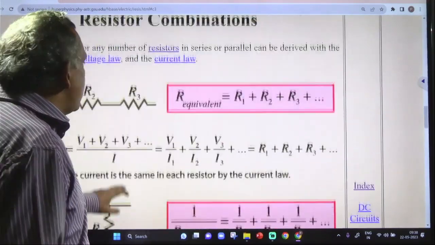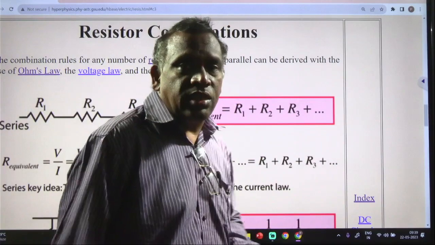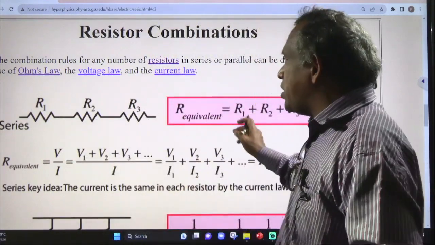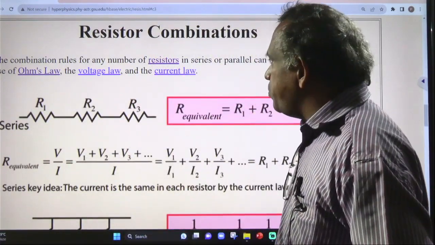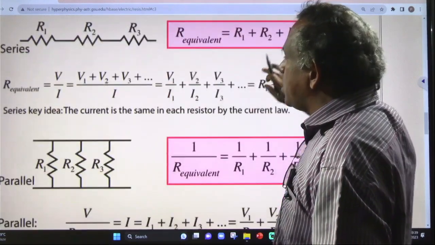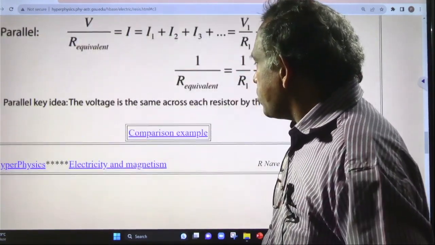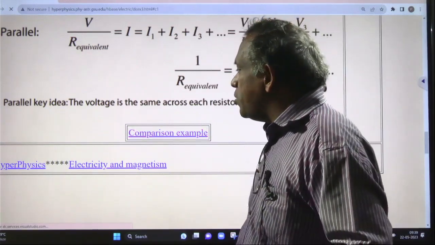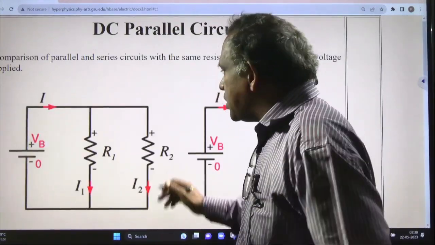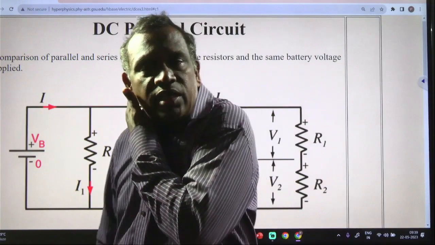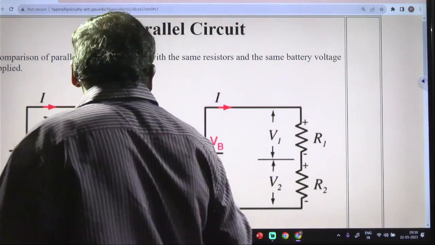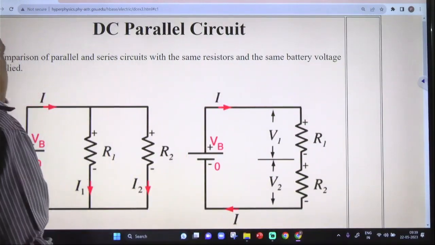In the series connection, the formula is R equivalent equals R1 plus R2 plus R3. So this resistor combination is very important. Now the comparison example: resistors can be connected in series or in parallel.